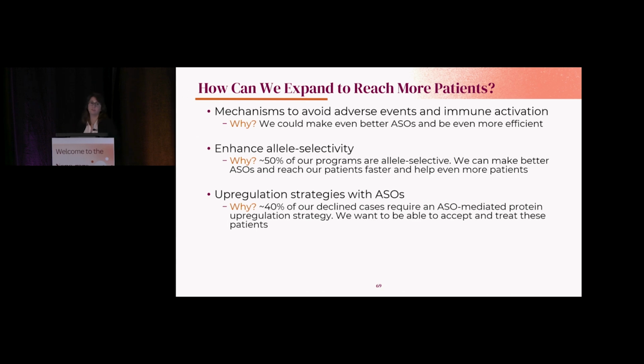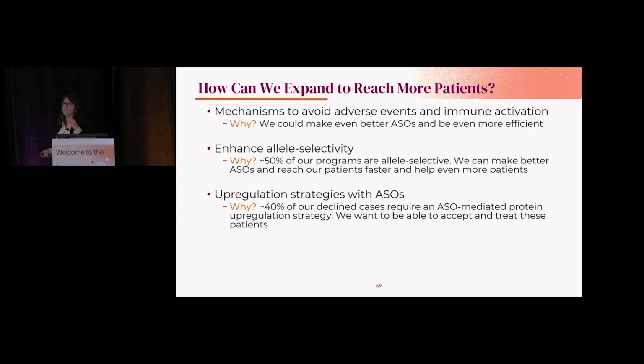Enhance allele selectivity. I told you throughout the talk that, with toxic gain of functions, allele selective ASOs are optimal, but we are sometimes limited by the number of SNPs. So 50% of our programs are allele selective, so we are really trying to find ways to enhance the allele selectivity. And eventually, of course, help even more patients rapidly.